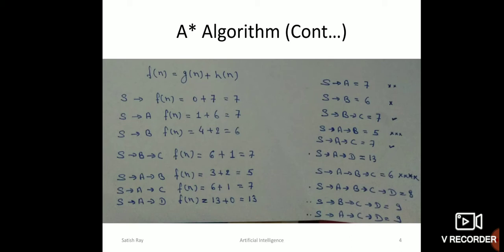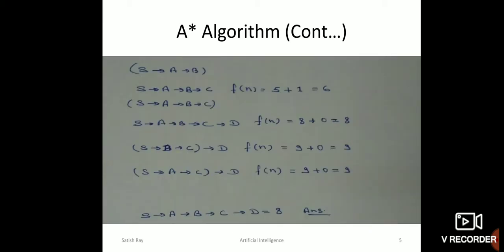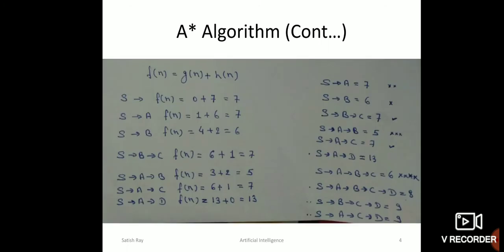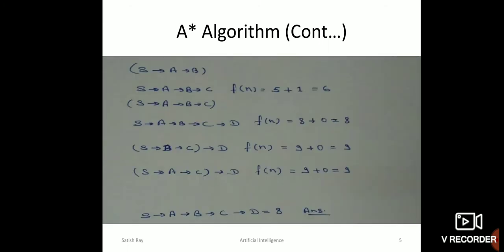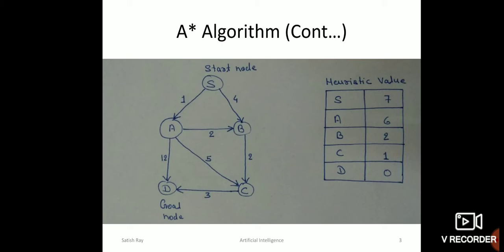Now we will check the unexplored path having the minimum value. S to A to B has the minimum value, that is 5, and is unexplored. So now from S to A to B, we will move towards C. For this we calculate f of n, and it gives 5 plus 1 equals 6. S to A is 1, A to B is 2, so it is 3, and B to C is 2, so it is 5.